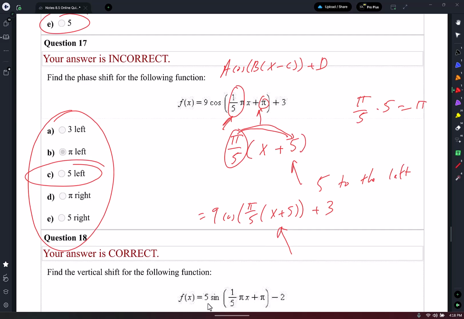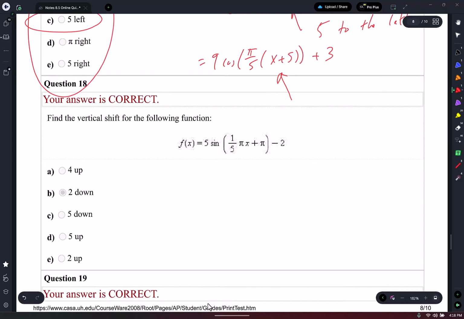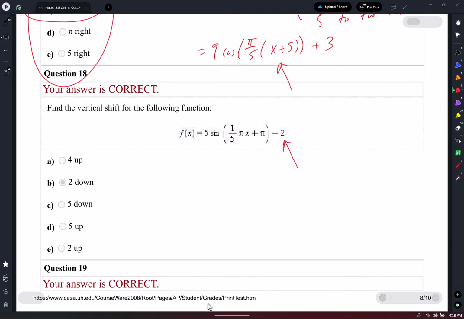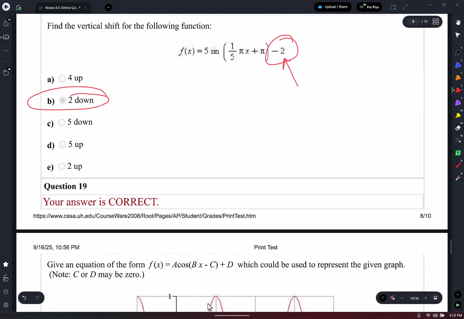Okay. Find the vertical shift for the following function. Okay, what's my vertical shift? No, the vertical shift, just whatever that number is. Remember that we called that the midline. Oh, you were saying it's E, right? Oh no, sorry, it's 2 down, B. Yeah. Oh no, I'm saying like in the equation, not the answer. Oh, the D. Got it. Yes. Are we okay with that one, guys?